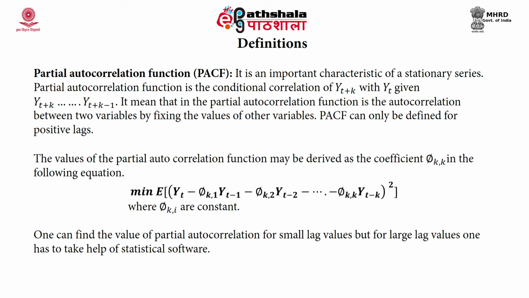The values of the partial autocorrelation function may be derived as the coefficient phi k,k in the following equation. So one can find the partial autocorrelation function for lag k by solving this equation. One can find the value of partial autocorrelation for small lags, but for large lag values one has to take the help of statistical software.